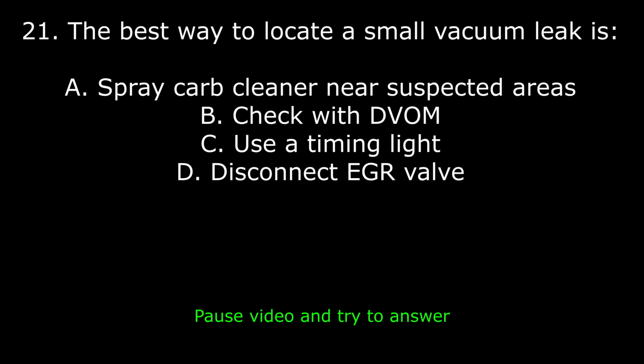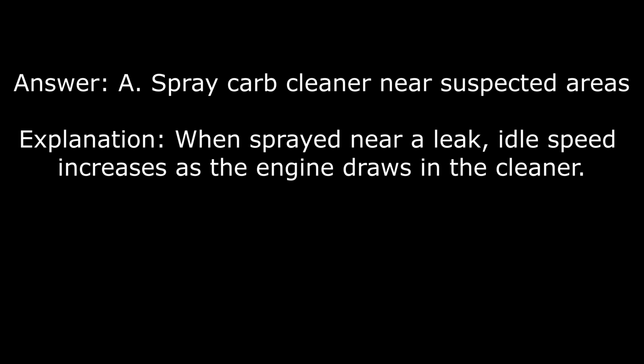21. The best way to locate a small vacuum leak is A. Spray carb cleaner near suspected areas. B. Check with DVOM. C. Use a timing light. D. Disconnect EGR valve. Answer: A. Spray carb cleaner near suspected areas. Explanation: when sprayed near a leak, idle speed increases as the engine draws in the cleaner.